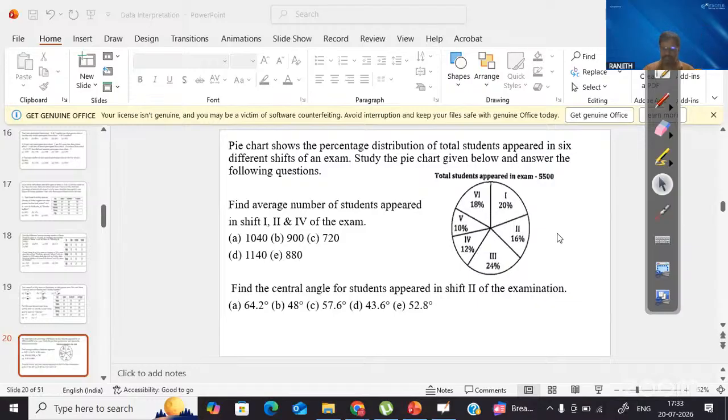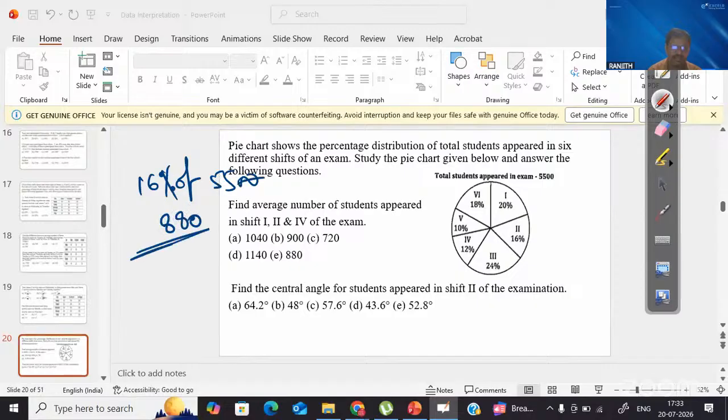16% of 5,500. So what is the 16% of 5,500? It is nothing but 880. 16% of 5,500, the percentage is cancelled, 880. The answer is 880.